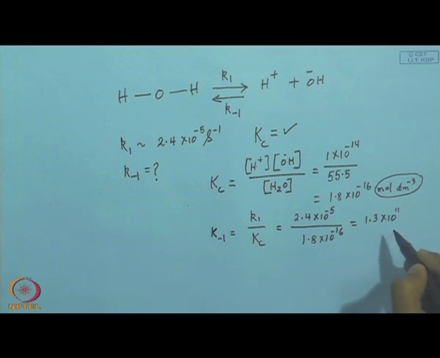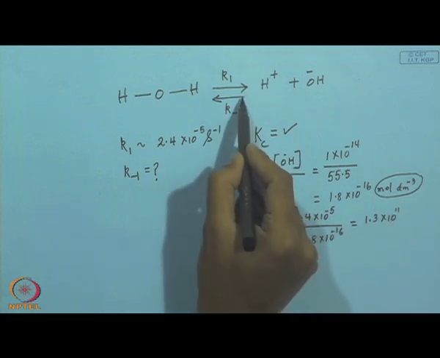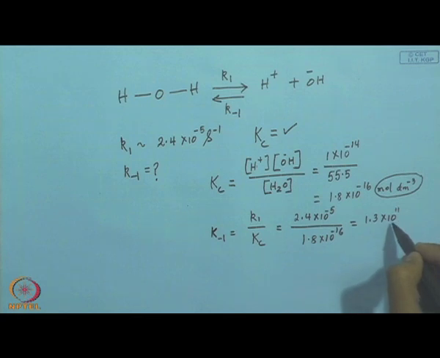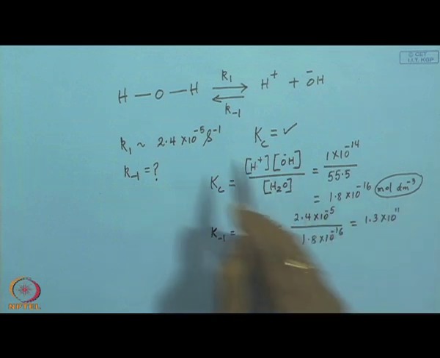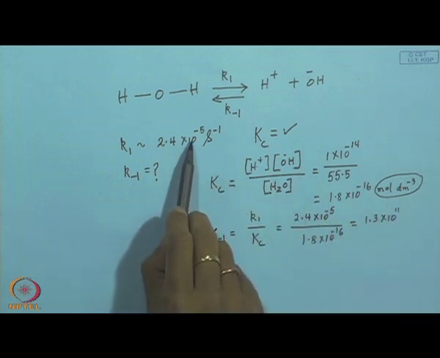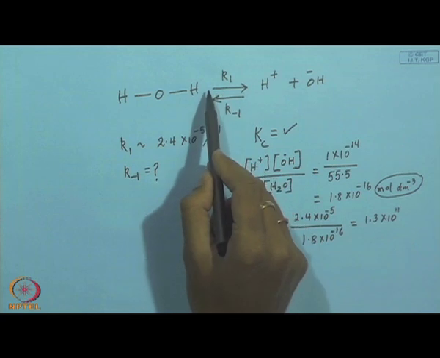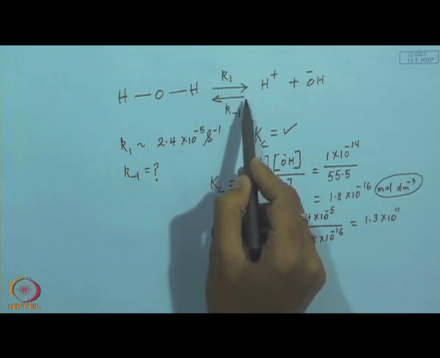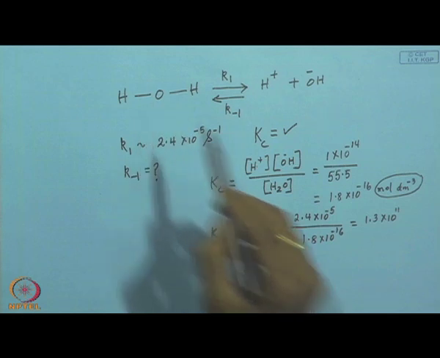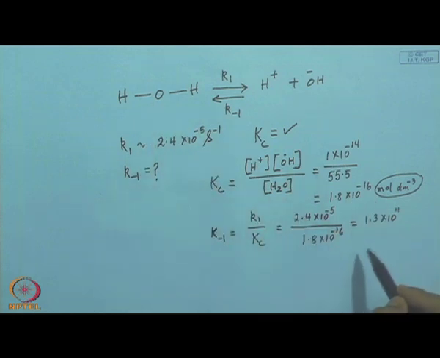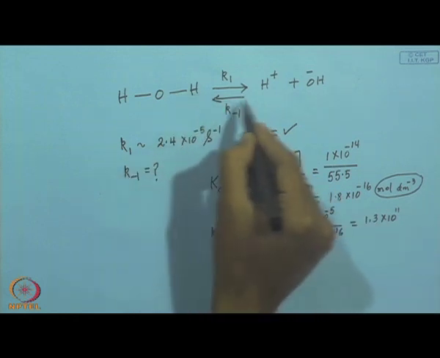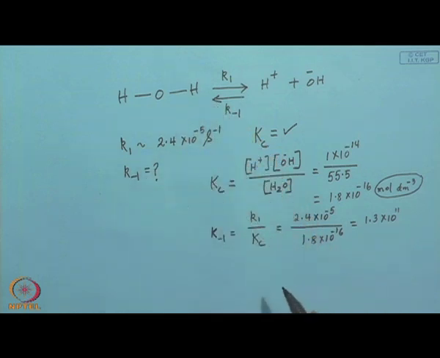So, that means it is a tremendous back reaction. You see, the back reaction is of the order of 10 to the power 11, and the forward reaction is 10 to the power minus 5. So, it is very feebly ionized, it is mostly in water form. The back reaction is predominant over the forward reaction.